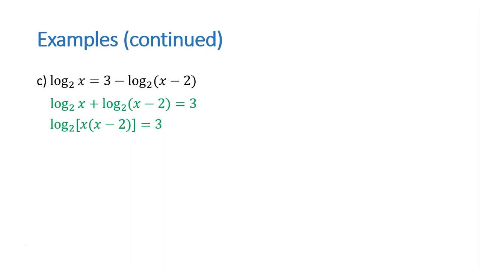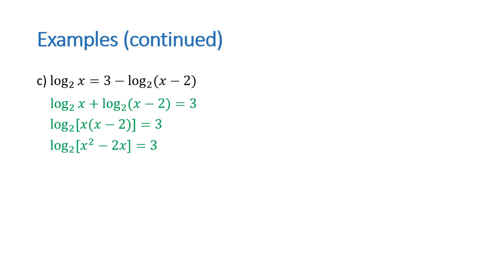Now we strictly fall under case two for our logarithmic equations. We have one logarithm on one side, it's isolated, and it's equal to a constant number. So now I can convert to exponential form. My base is 2, so the base of the logarithm becomes the base of the exponential, and then the other two expressions in our problem switch places.